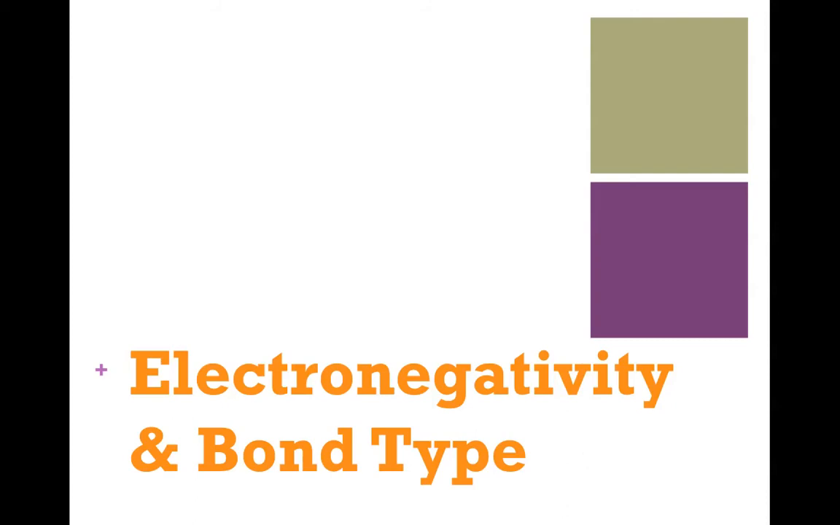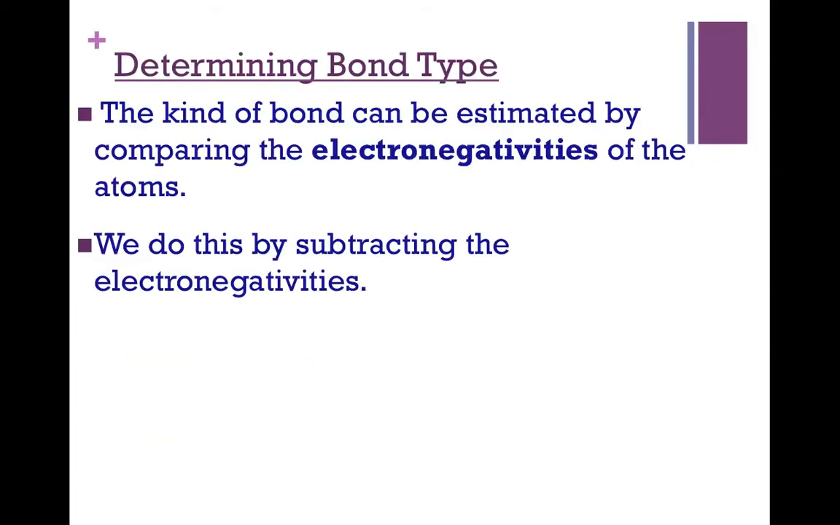Okay, so now we're going to talk about how to predict what kind of bond will be formed, and that's from electronegativity. And remember, electronegativity means how much an atom will attract an electron, which has a lot to do with bonding, because bonding is taking and sharing electrons. So you can see the connection there. A kind of bond can be estimated by comparing the electronegativities of 2 atoms, and we do this by subtracting their electronegativities.